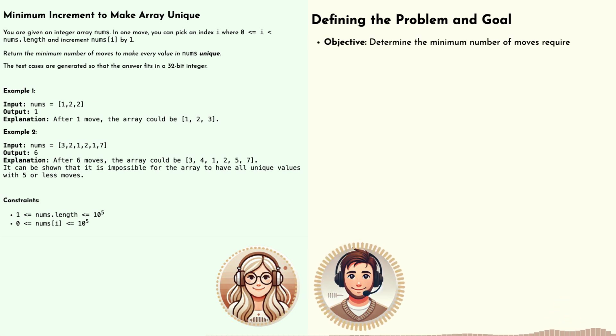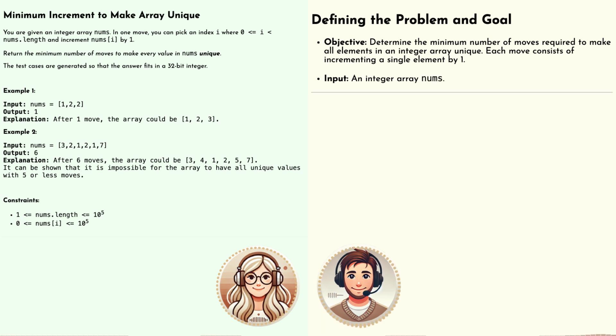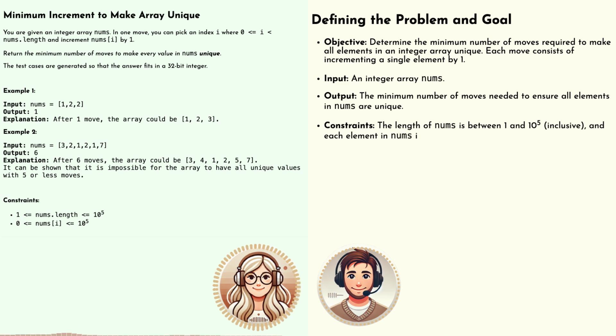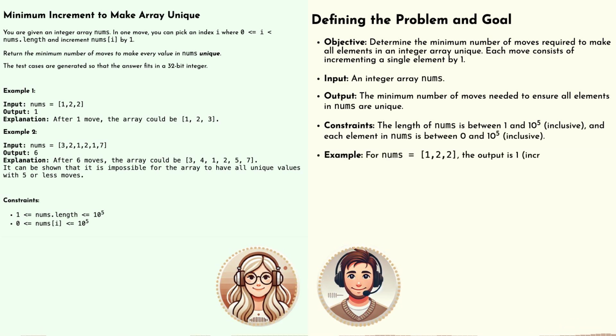We get an array of numbers, right? And our goal is to find the absolute smallest number of times we have to increment those numbers so that each one is unique. Right. Like if you had the array 1, 2, 2, you'd only need one increment because you could just bump that second 2 up to a 3 and you'd be all set. Okay, I see that. Seems pretty manageable.